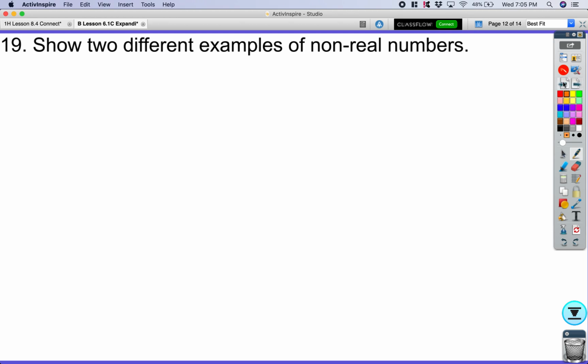So show two different examples of non-real numbers, so not real. So remember, for it to be real, it needs to either be rational or irrational. So it needs to be a number that can be written as a fraction or a number that goes on forever. Non-real numbers are things like when you take the square root of a negative number.